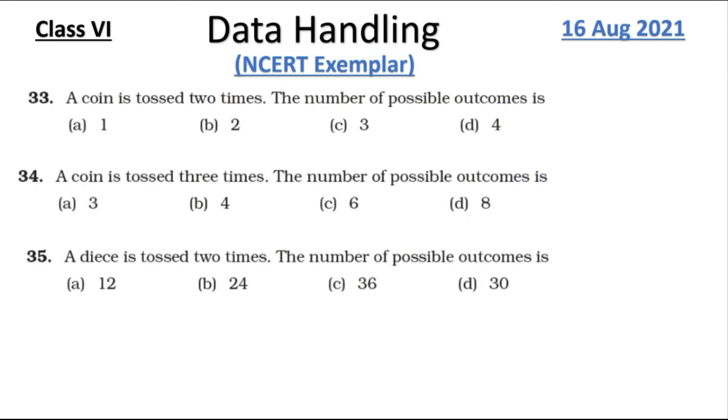Question number 33. A coin is tossed 2 times. The number of possible outcomes is. When the coin is tossed 2 times, there could be two heads. There could be one head and tail. There could be tail and head. There could be tail and tail. So totally 4 outcomes are possible. A coin is tossed 3 times. The number of possible outcomes is 8.